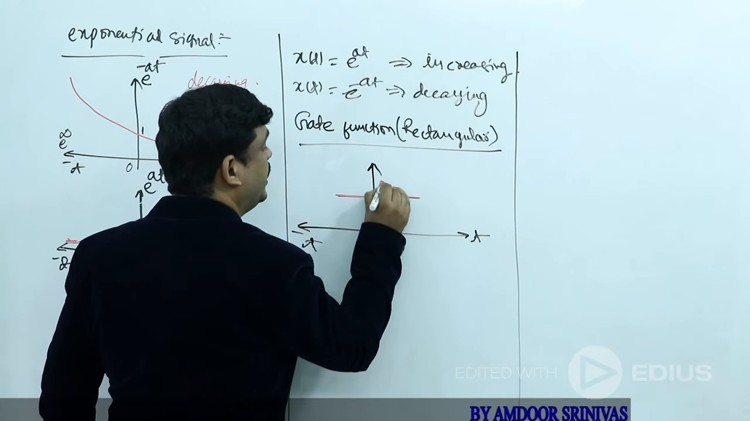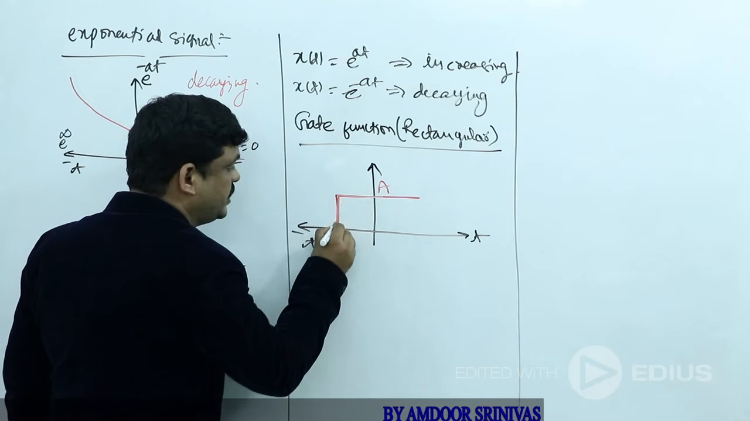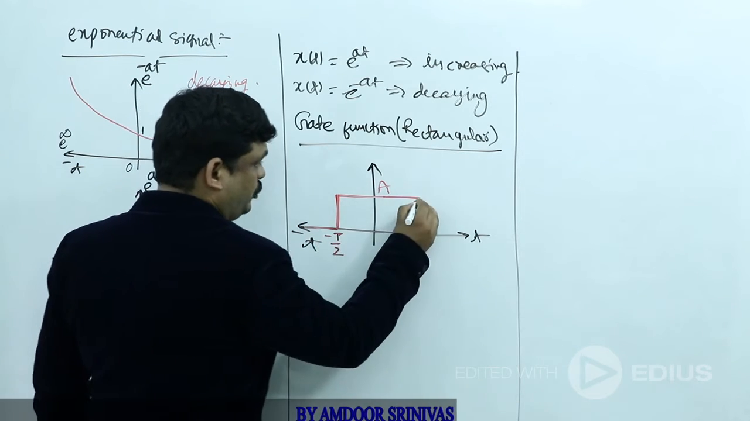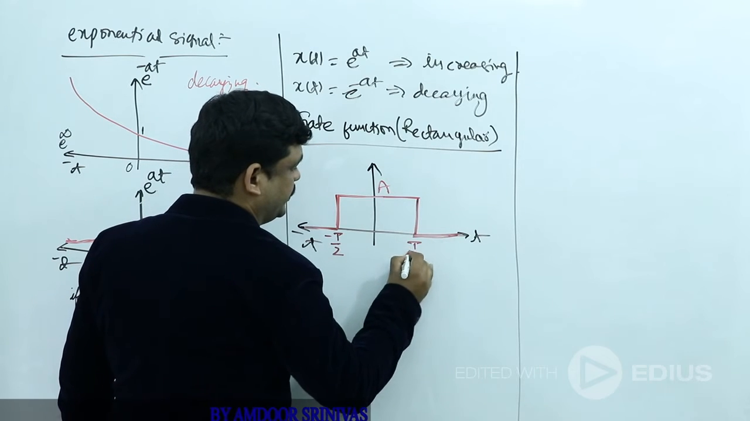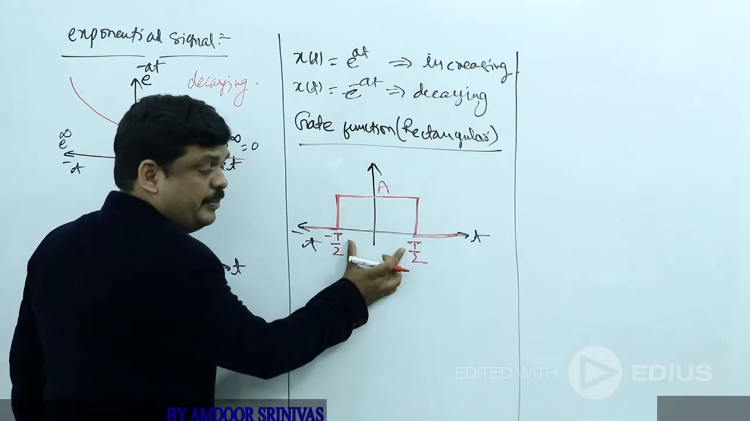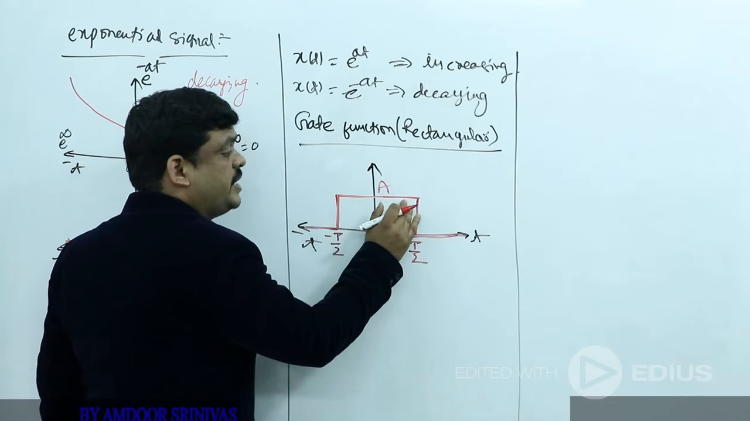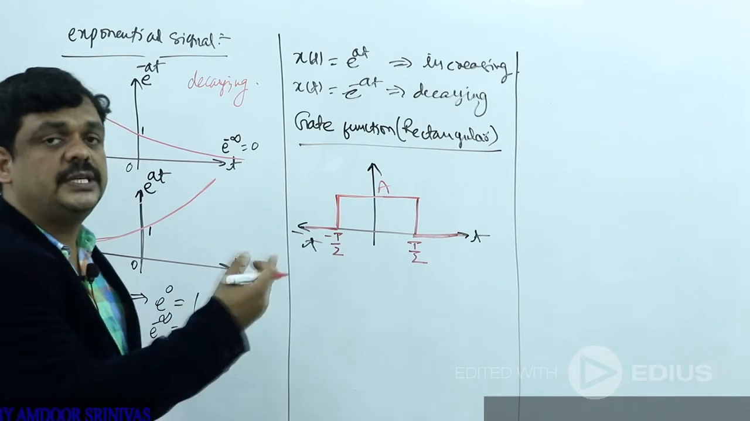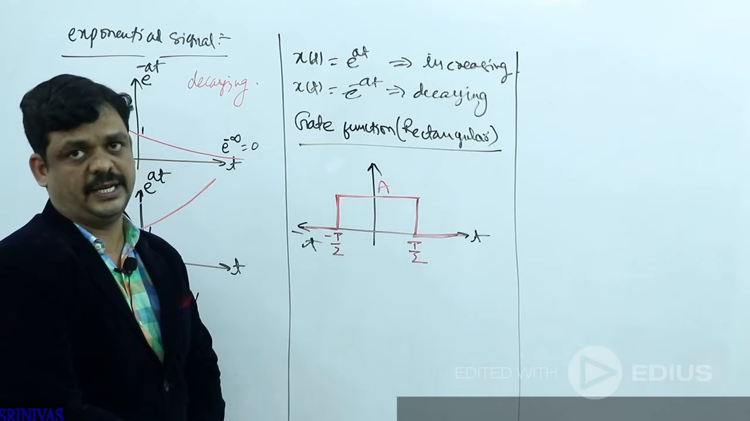How much amplitude is there? Amplitude A. This is defined from the negative time axis, from minus T by 2 up to plus T by 2. So within this time period, from minus T by 2 to plus T by 2, it has constant amplitude. Other than this, the amplitude is 0. This type of signal is called a gate function or rectangular signal.